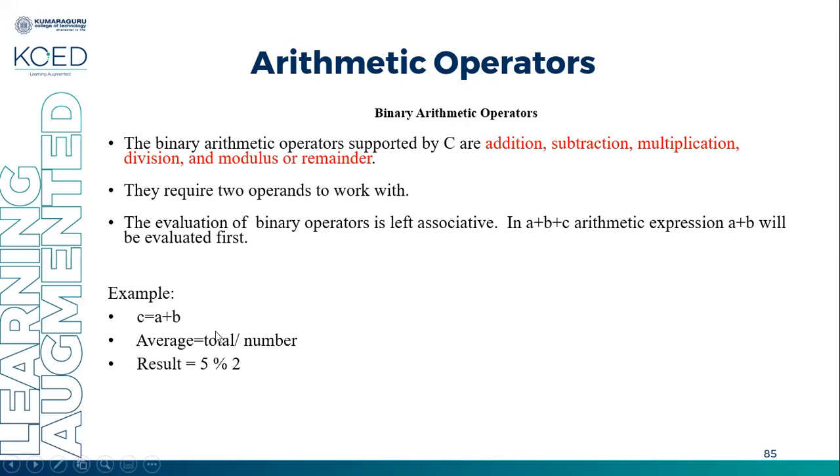Total value divided by the number, and the value is stored in the average. The result equals 5 modulo 2. That means the remainder is 1. 5 modulo 2 means it will divide 2 times 4. The remainder is 1, so 1 will get returned. The result variable will store the value 1.